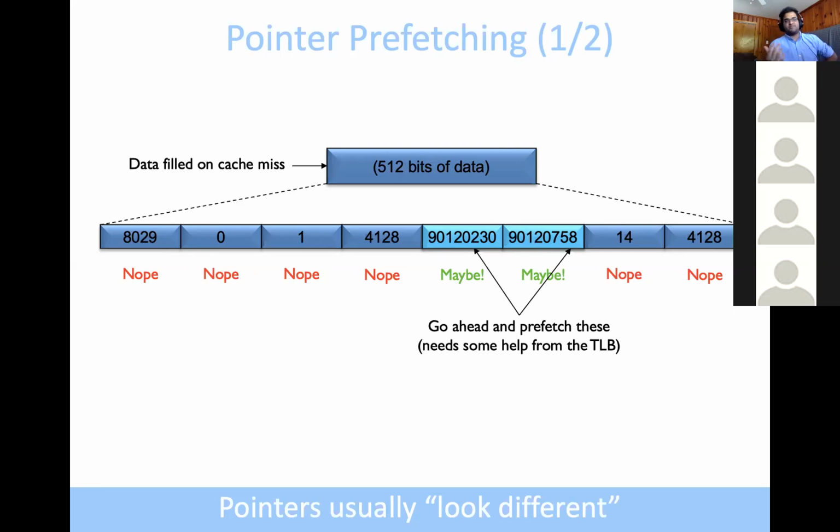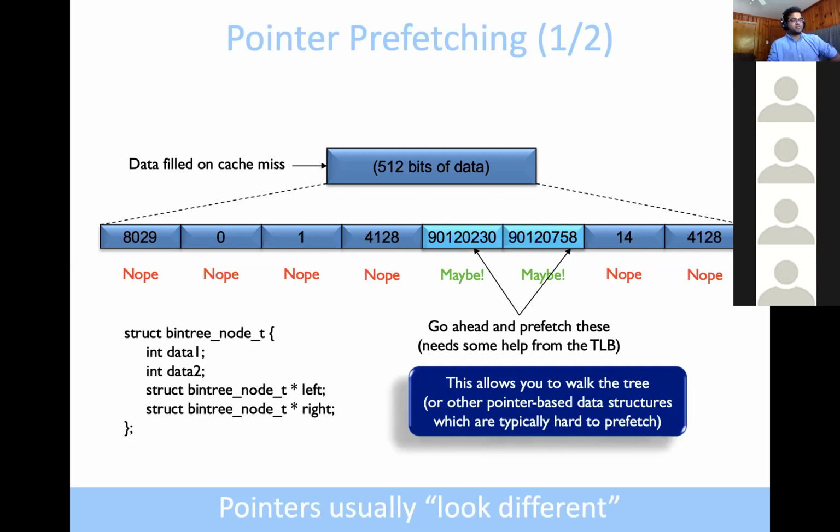Now, you can also look into the TLB and say, hey, is this a valid address at all? Am I fetching some random nonsense, or is this illegal? In which case you don't do it. If it's not mapped in the TLB, you don't prefetch, right? You don't go walk the page table. So this, in some sense, allows you to walk the tree or another pointer-based data structure, and it kind of works.